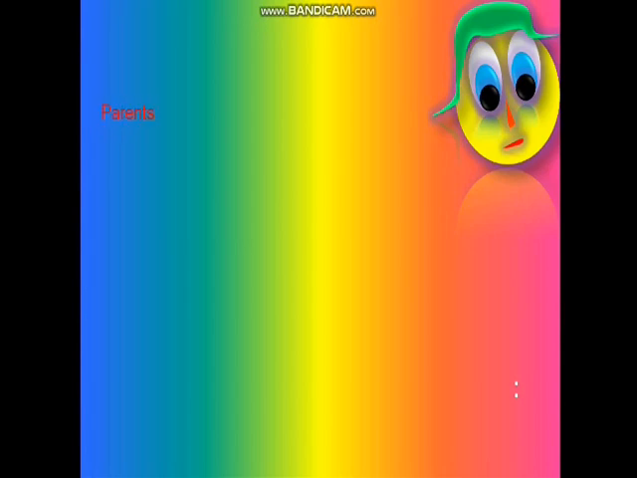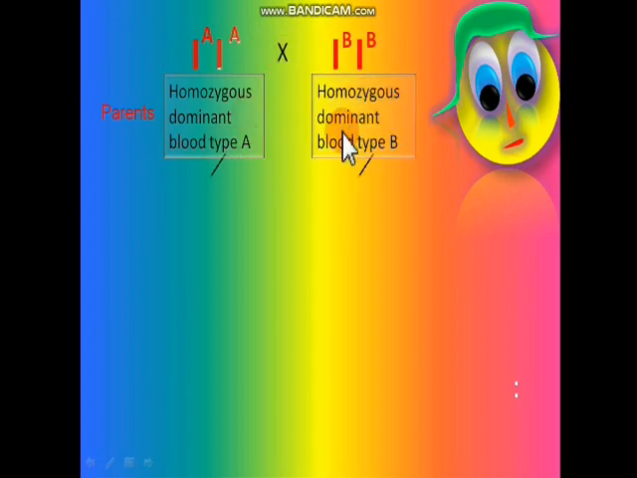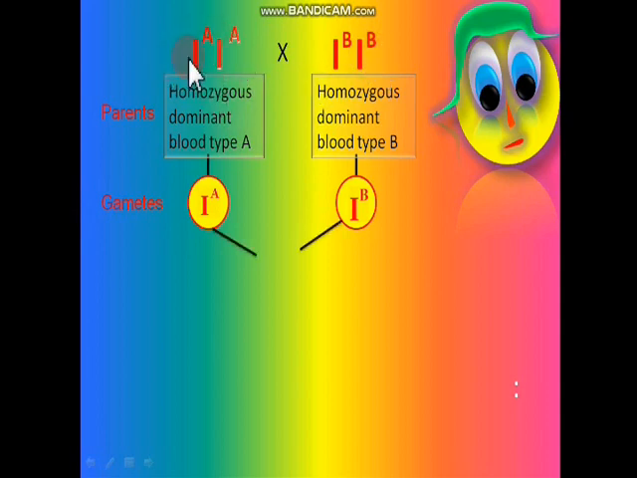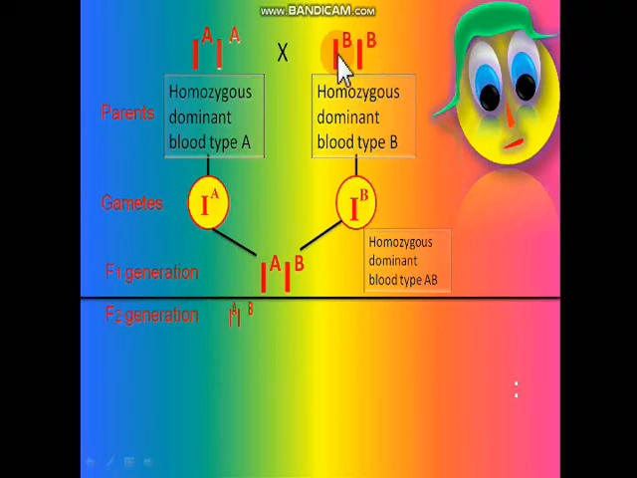So the parents are blood type A and blood type B. The homozygous dominant blood type A is represented by IA, and the homozygous dominant blood type B is represented by IB. So both are dominant alleles. Here IA is a dominant allele and IB is also a dominant allele.